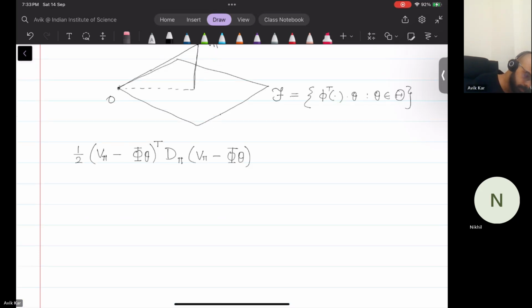So V pi is a matrix of size cardinality of S cross 1. Then there is a matrix phi, and the feature space has some dimension. Let's call it D. So phi is of dimension S cross D, and theta is of dimension D cross 1. Theta will have as many elements as the number of features. So the entire thing is now S cross 1.